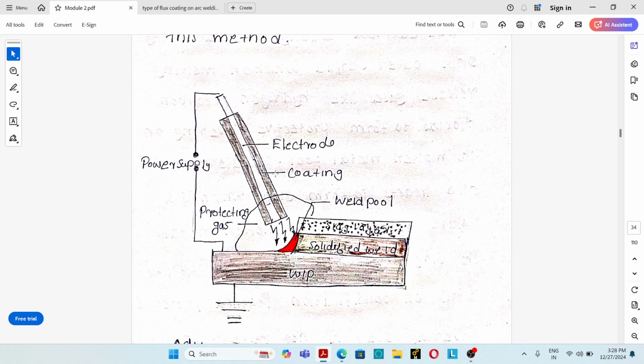I will explain once more. Shielded metal arc welding process, short form SMAW process. It's a fusion welding process and it is also an arc welding process. The heat required for welding is obtained from the electric arc struck between the end of the electrode and the base metal to be jointed. Commonly, flux coated consumable electrodes are used.